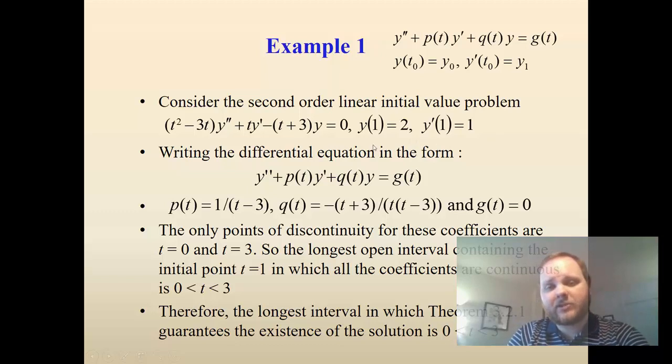So, my initial condition, I now have this place. I have a discontinuity at 0 and at 3. But between 0 and 3, I'm good. Before 0, I'm good. And after 3, I'm good. So I have 3 possible realms of solution. So what I then look for is, where is my initial condition? Is it between the two? Is it before 0? Or is it after 3? And since it's between them, I could say that the longest interval of solution is 0 to 3 for this initial condition.